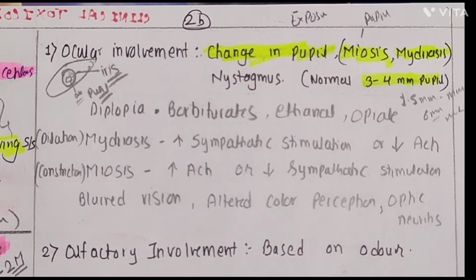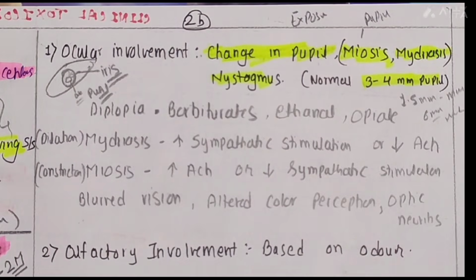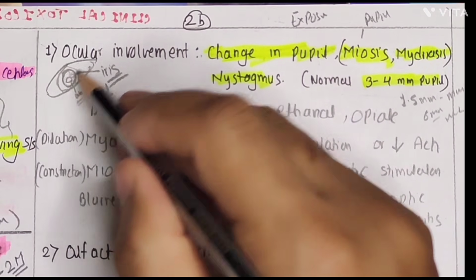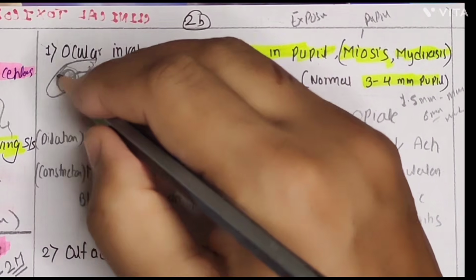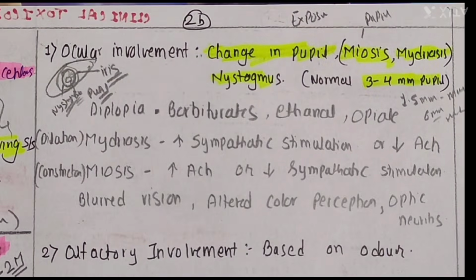Some other ocular manifestation can be nystagmus. What is nystagmus? In the eye, if this is the eyeball, this eyeball shakes. This shaking starts. Then this condition is known as nystagmus. This condition is called nystagmus.